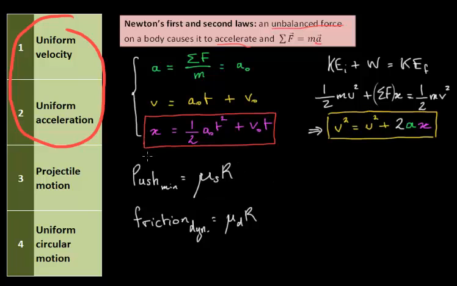And finally, we learned a great deal about friction, which is that we need a minimal pushing force to budge the body out of its position, and that's equal to the coefficient of static friction times the reaction force. And if the body is moving, then we can calculate the dynamic friction force by multiplying the coefficient of dynamic friction by the reaction force. And that's basically, in summary, everything we learned in this video.